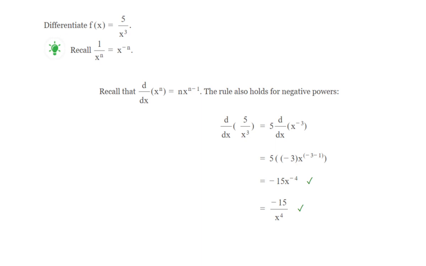So derivative of 5 by x cube can be written as 5 into derivative of x raised to minus 3. That is 5 into minus 3x raised to minus 3 minus 1. That is equal to minus 15 x raised to minus 4, which can be written as minus 15 by x raised to 4.